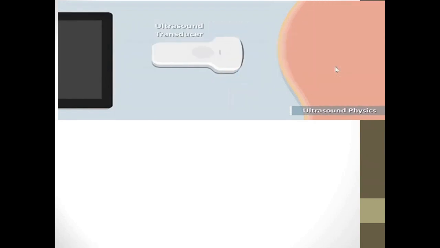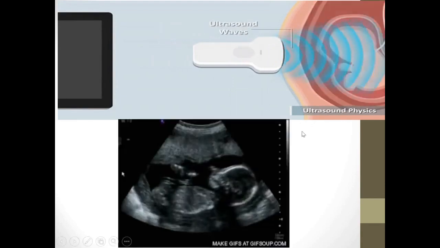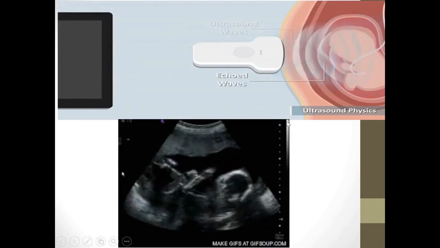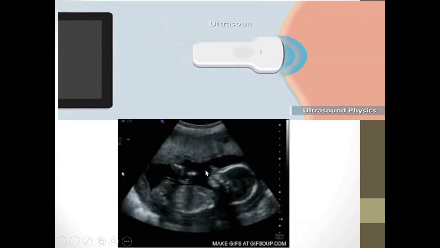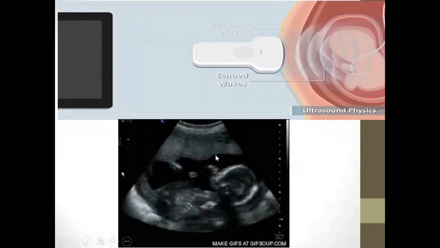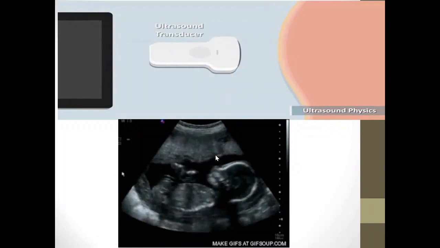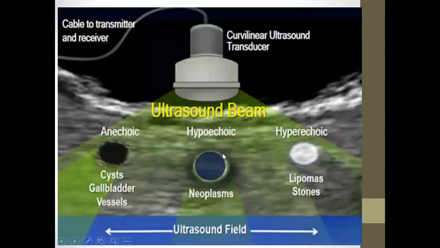When this signal comes with high intensity, I only take the signal that has high intensity, for example, and translate it into a specific color within the image. Low intensity, I translate to another color. For high intensity and low intensity, I have what is called anechoic, hypoechoic, and hyperechoic, just as you all know.